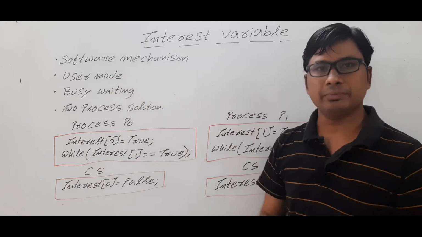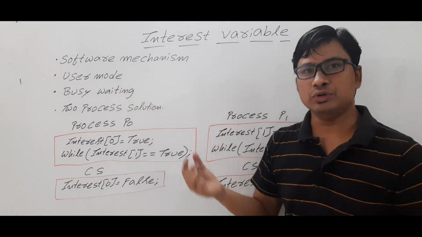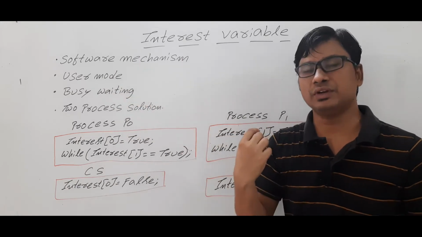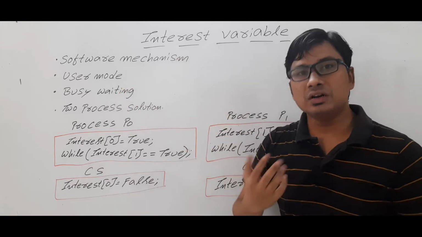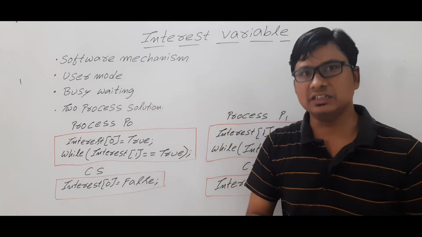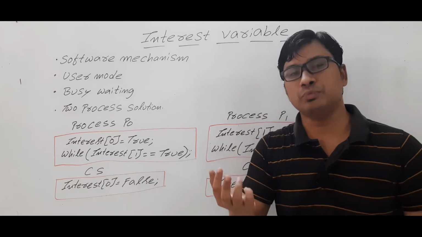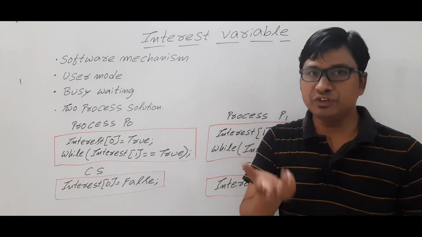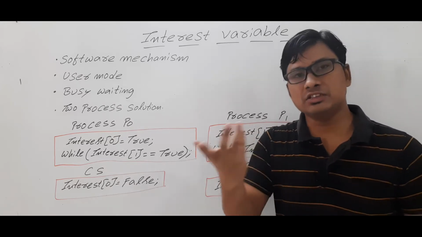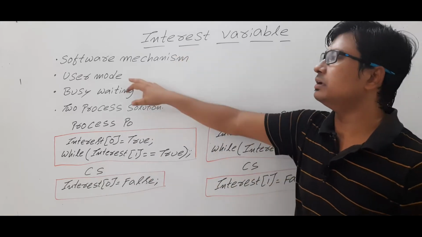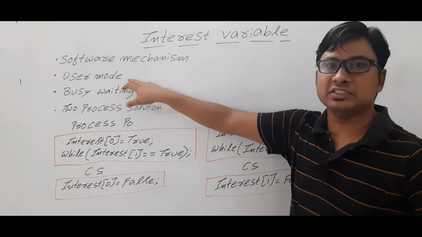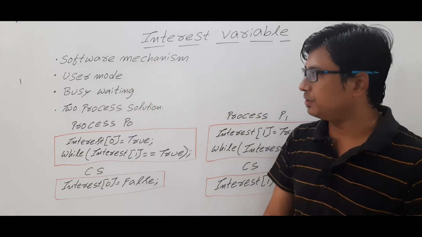It is a software mechanism and we have two modes. One is the user mode and another one is kernel mode. If any process synchronization mechanism works in the user mode, then the meaning is that it does not take any support from the operating system. If it works in the kernel mode, it takes the support from the operating system. Now look at this one. Interest variable runs in user mode. It does not take any support from the operating system.